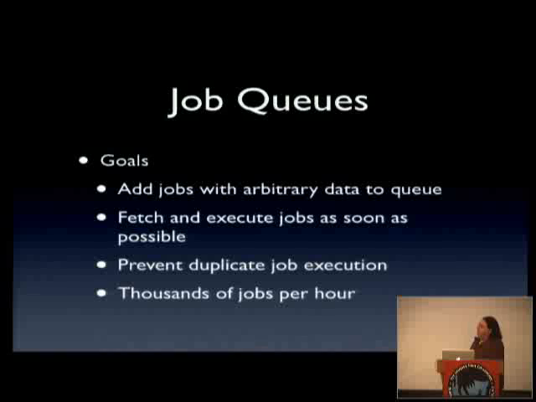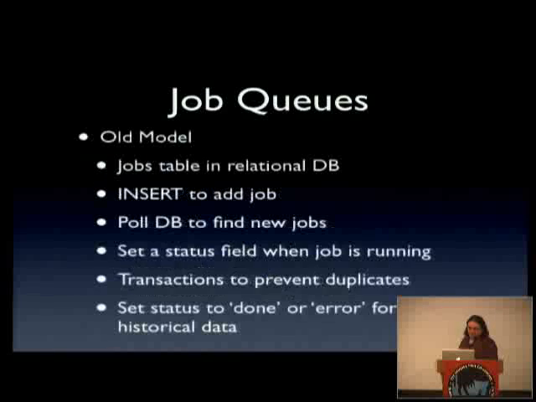So now we get to the meat of this, which is what we're doing with job queues. The goal here, and this was the goal both for the task at my former employer and the secret hobby project I mentioned before, which I'm working on now, is we want to add jobs to the queue, fetch them as soon as possible, and execute them as soon as possible, and prevent duplicates. So we want to have some form of, maybe not necessarily transactions, but some form of flagging that we can use to prevent duplicates. And we want it robust enough so that we can execute thousands of jobs every hour.